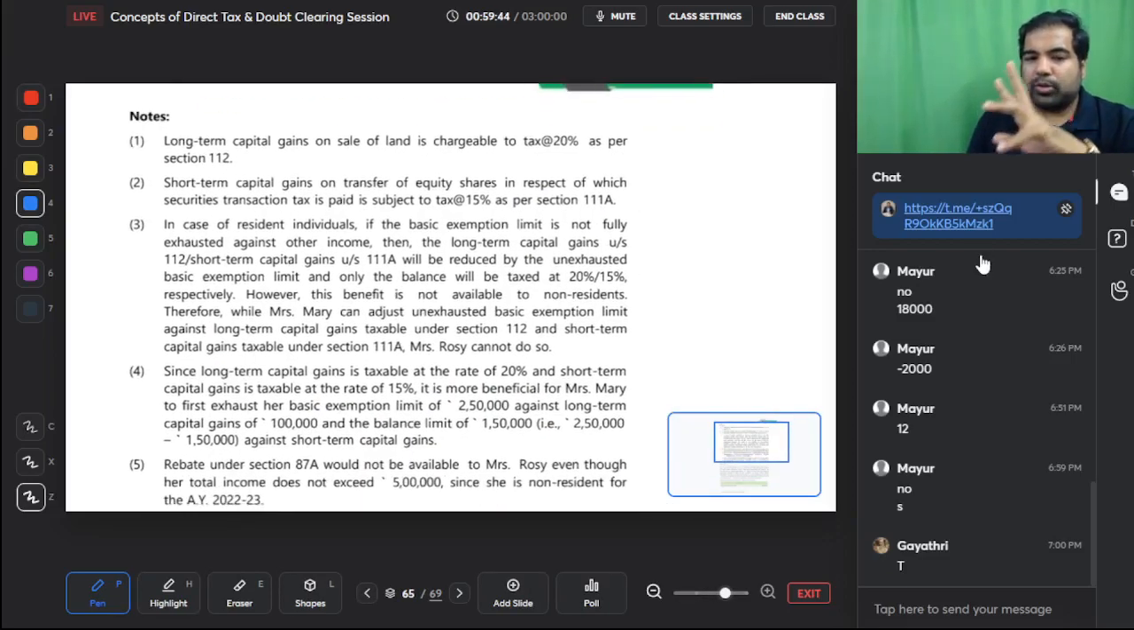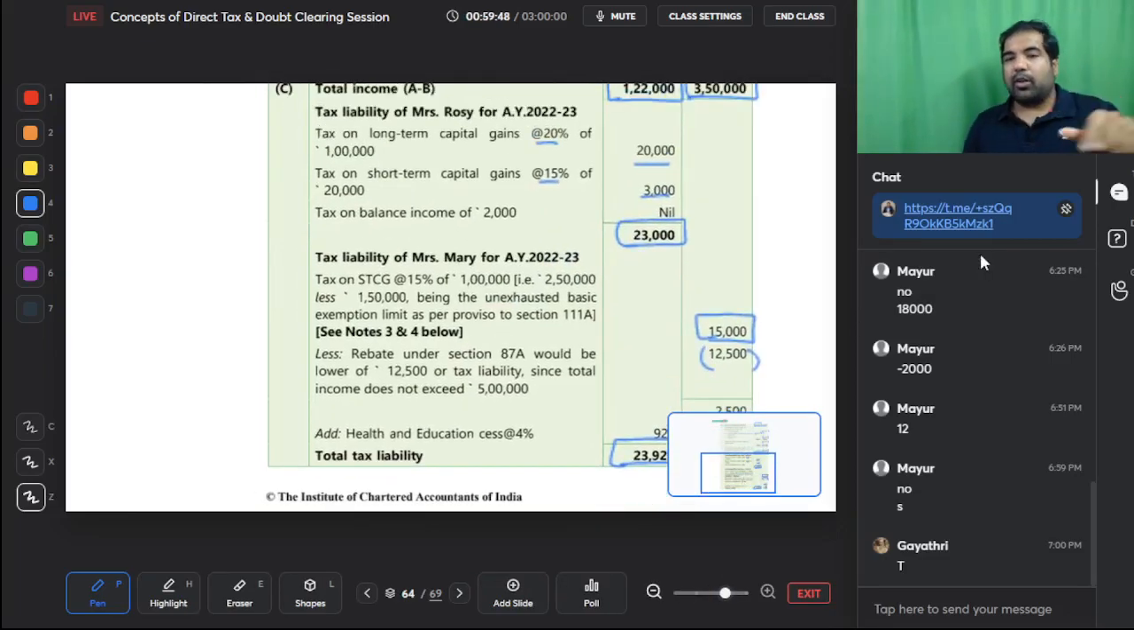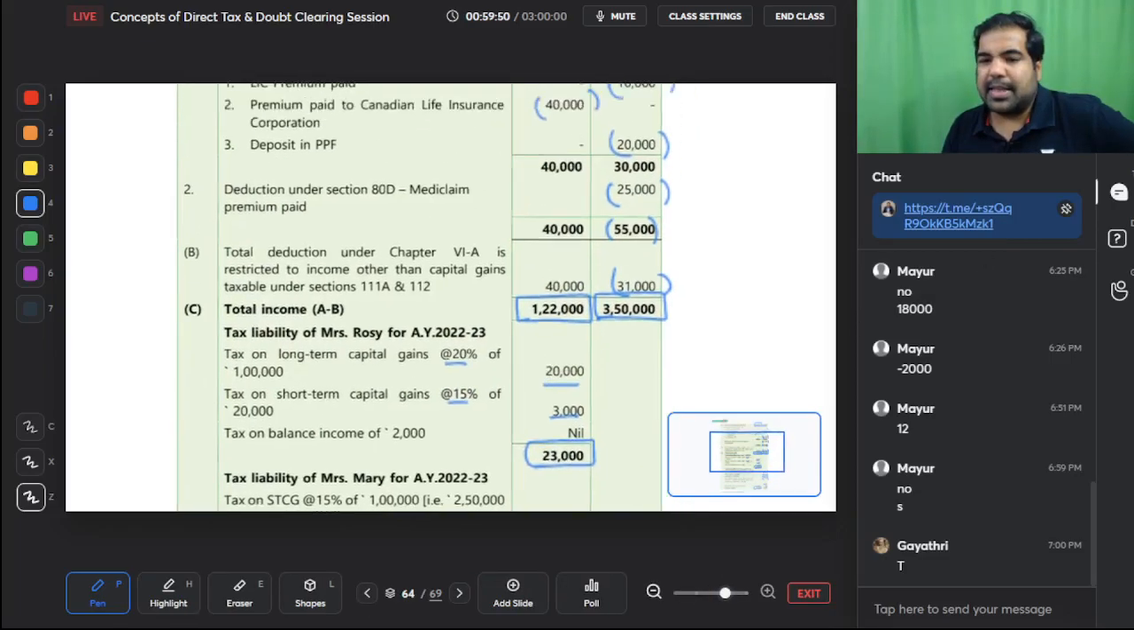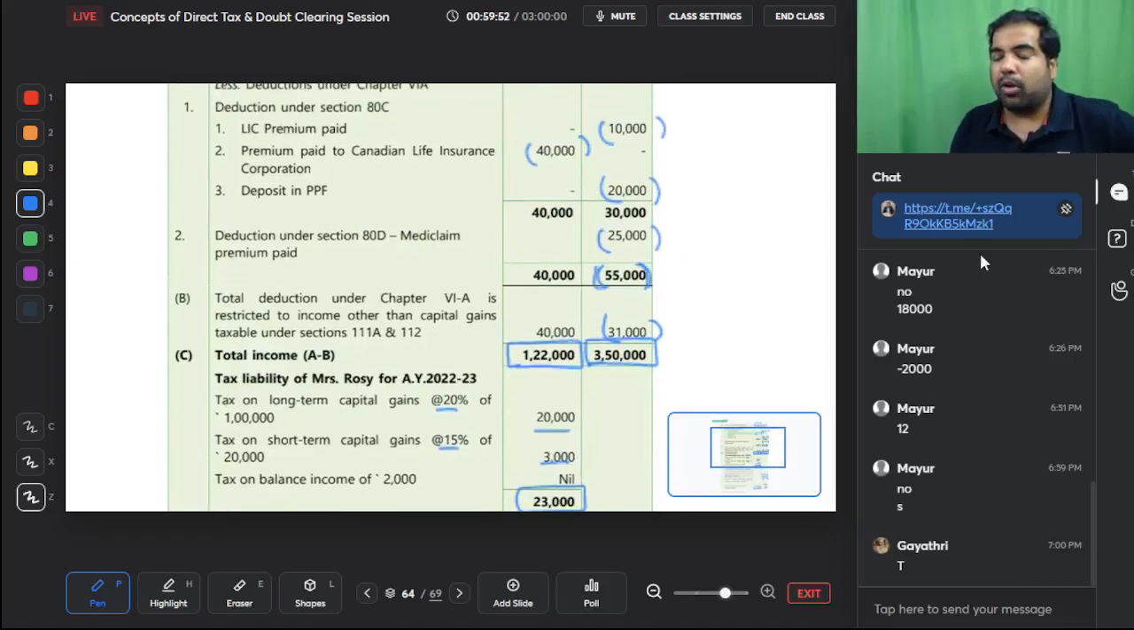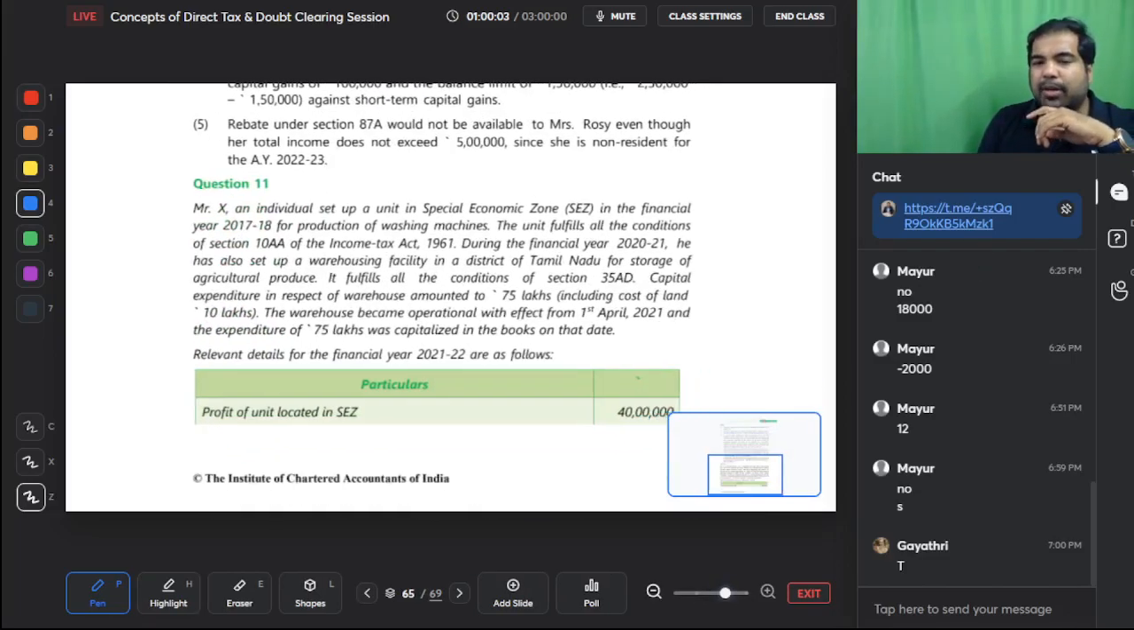Slightly complicated because of two things. One is for the non-resident, they cannot use the basic exemption limit, and second is this 55,000. A lot of people would forget that your deduction under chapter 6A cannot be more than your available GTI. Perfect, guys, we are just left with one question, but I am a little tired now.